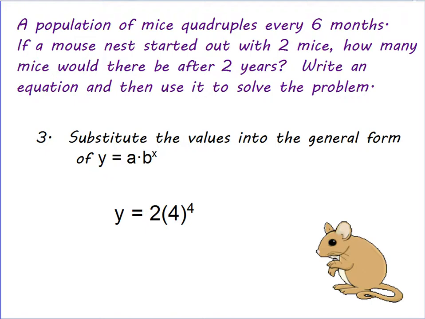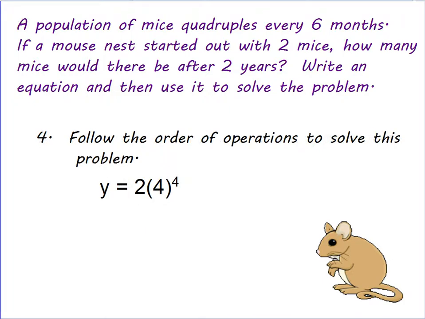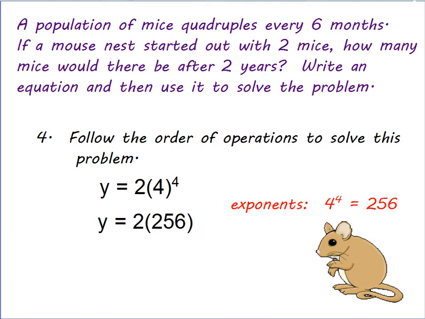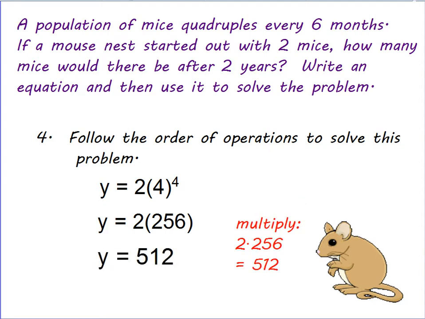Now we need to use order of operations to solve this equation. In order of operations, exponents have to come before multiplication. So the first thing I do is multiply 4 to the 4th power. That gives me 256. Then I can multiply the value by 2 and I get 512.